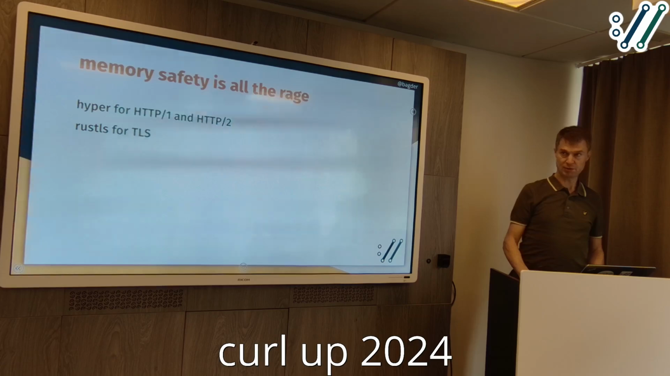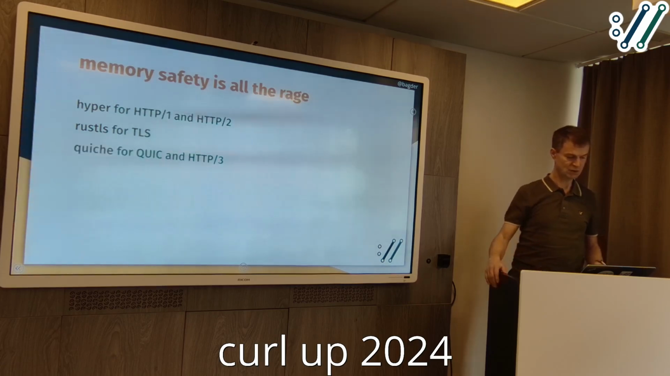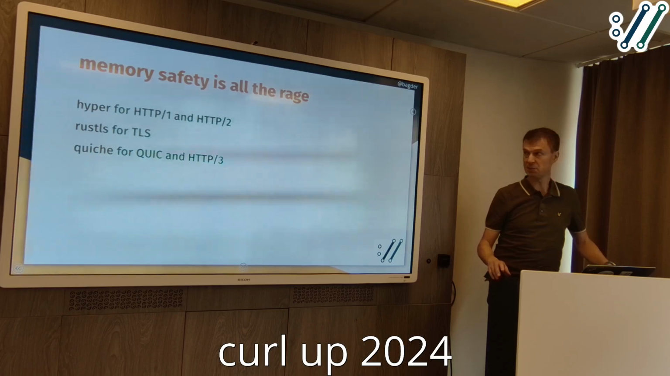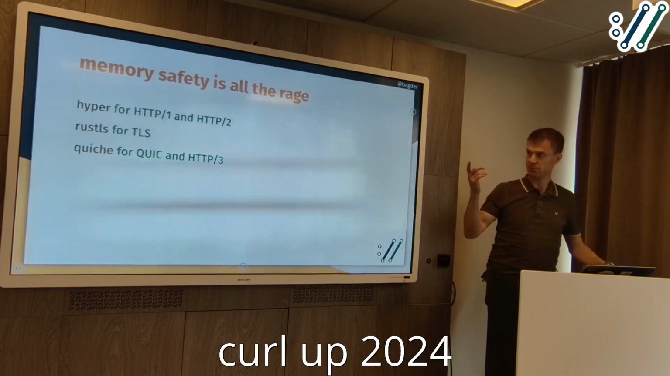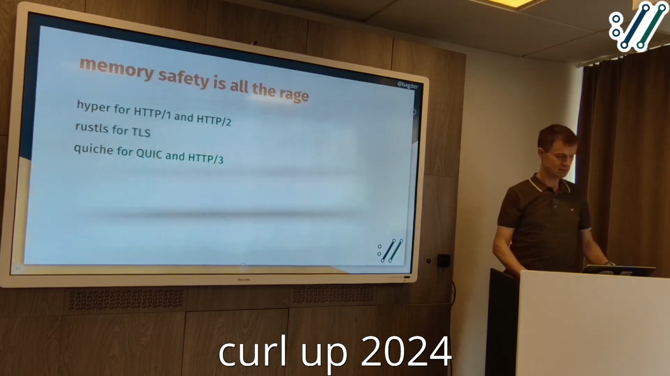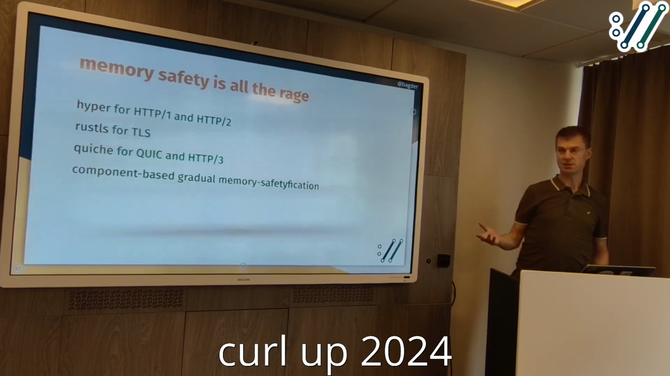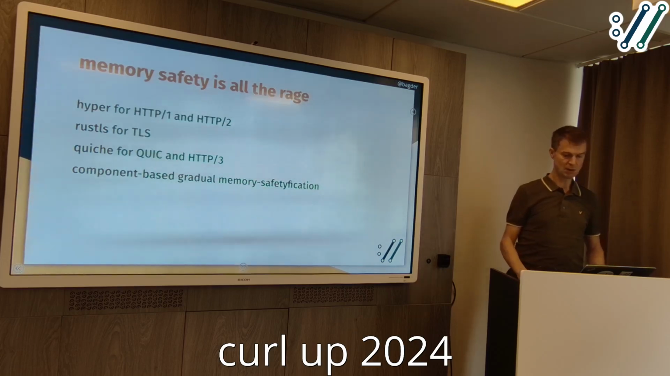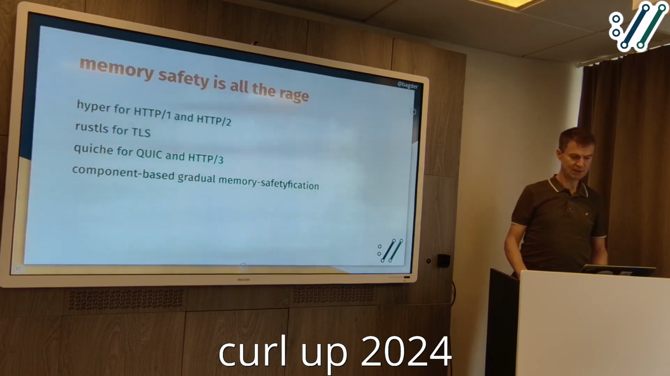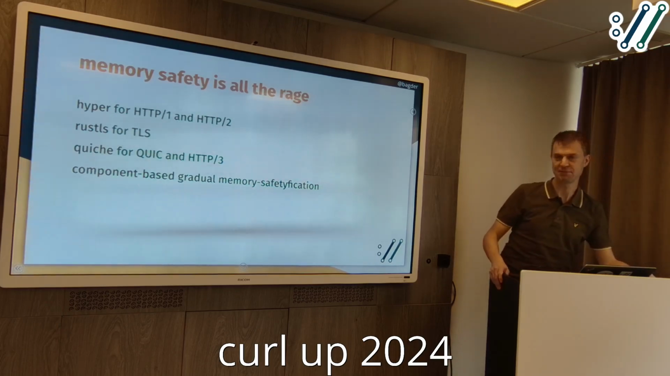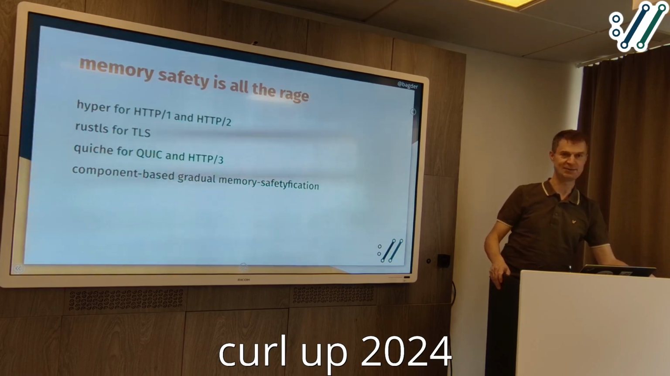We have support for Rustls for TLS, and we have Quiche for QUIC, as Stefan mentioned. Quiche for QUIC and HTTP 3. All these three libraries are experimental, and they're components that we can use, and if we use them, in theory, the idea is memory safetification. That's the word of the day.